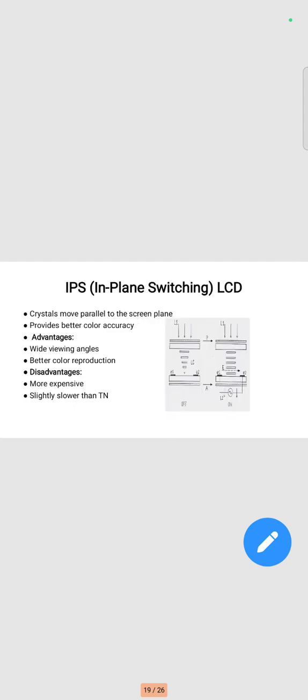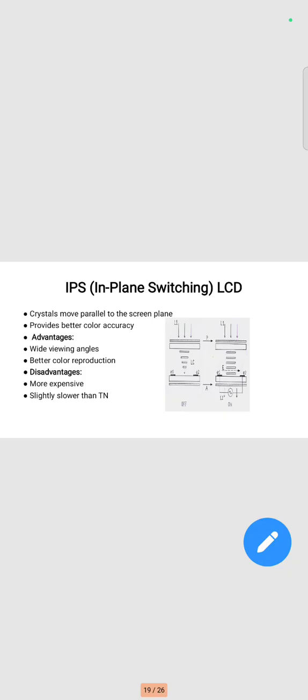Then the next one is IPS. What is IPS? In-plane switching LCD. This is the diagrammatic representation of IPS LCD. Here the crystals move parallel to the screen plane. It provides better color accuracy. What's the main advantage of this IPS LCD? Wide viewing angles and better color reproduction. The main disadvantage is it's more expensive, so we do not use it regularly, and it's slightly slower than TN.